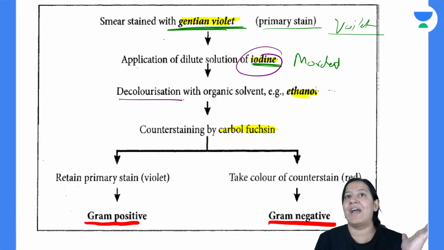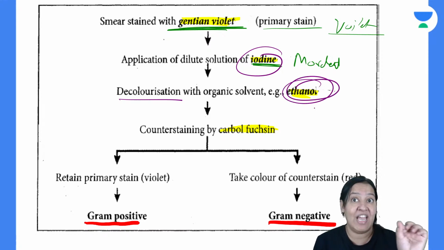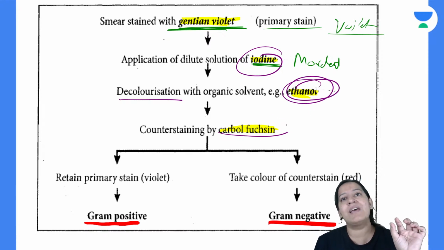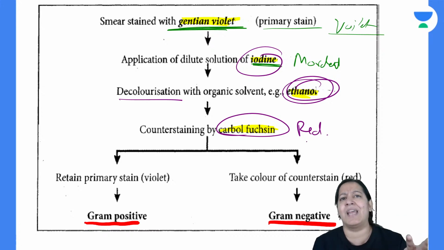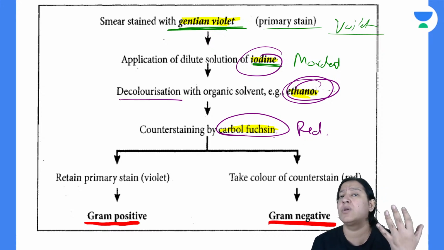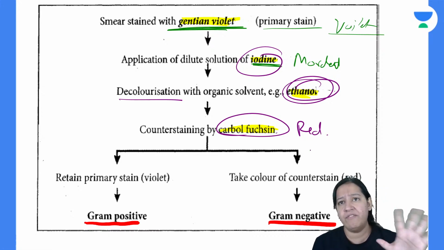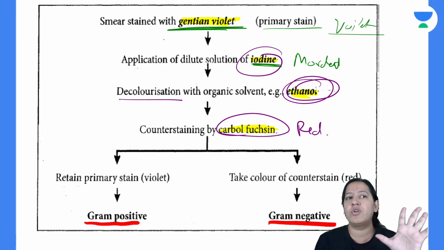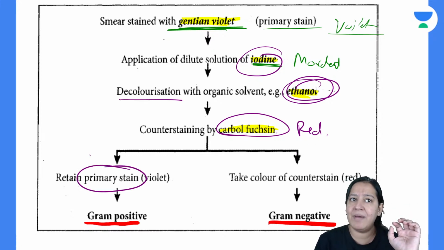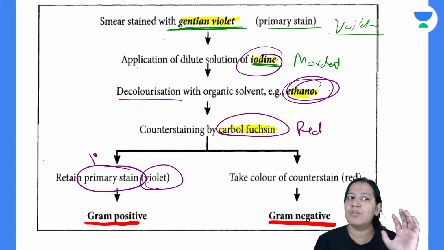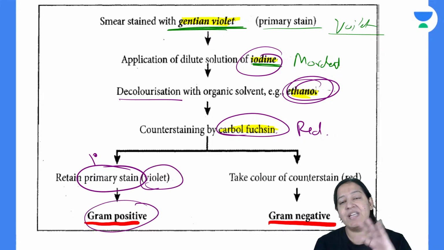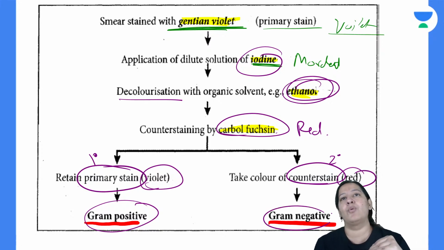The third is the decolorizer. Decolorizer is alcohol, ethanol. And last is a red stain. Red can be any stain. You can use carbol fuchsin, you can use safranin, any red stain. Have you got it? Now there are two types of bacteria. The bacteria which take the primary stain will remain violet, so these are known as gram positive. And the bacteria which take the secondary stain will look red, so these are known as gram negative.